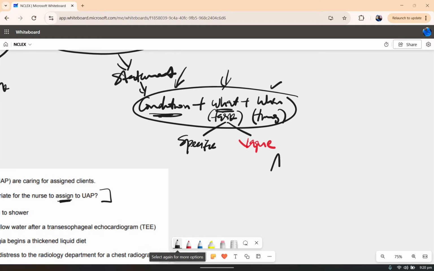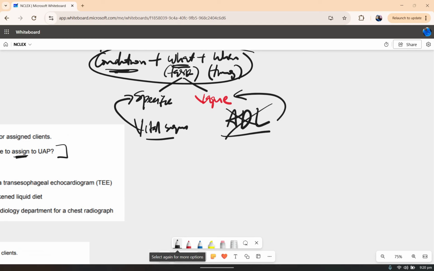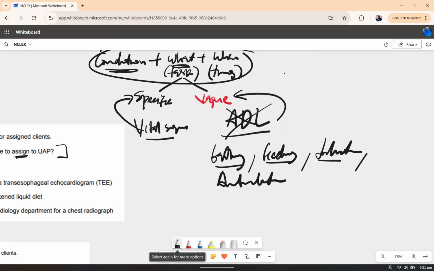For example, let me give you the commonly tested one. If the NCLEX uses ADL, which is activities of daily living, this is what? Vague. If the NCLEX uses vital signs, this is specific. Because instead of saying ADL, NCLEX prefers you to say bathing, feeding, toileting, ambulating. Right. So maybe the patient wants to do bathing, you say okay, assist the client with bathing. Instead of saying assist the client with their ADL, say assist the client with bathing.